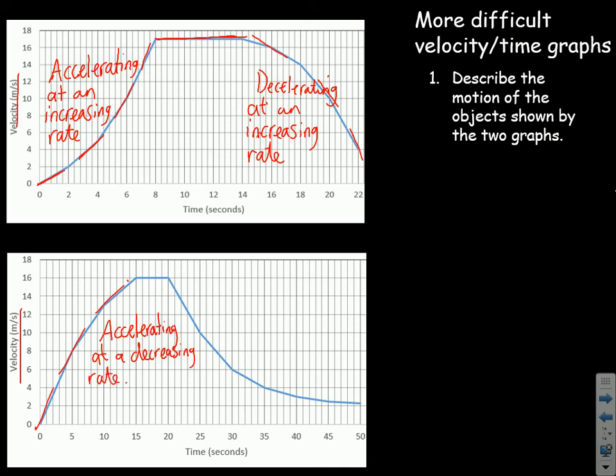And then we have constant velocity again, and then this one we can see starts off very steep, and then as time goes by the gradient is getting shallower. So this one is decelerating because the velocity is dropping, but this one is decelerating at a decreasing rate because the gradient is getting shallower.